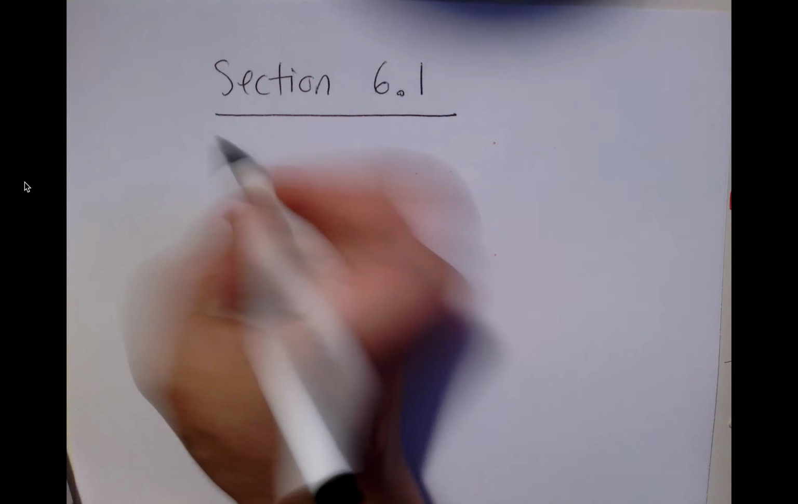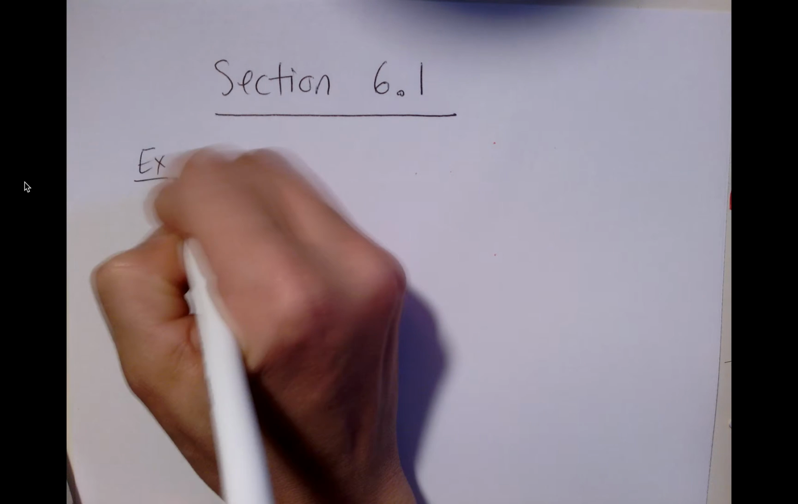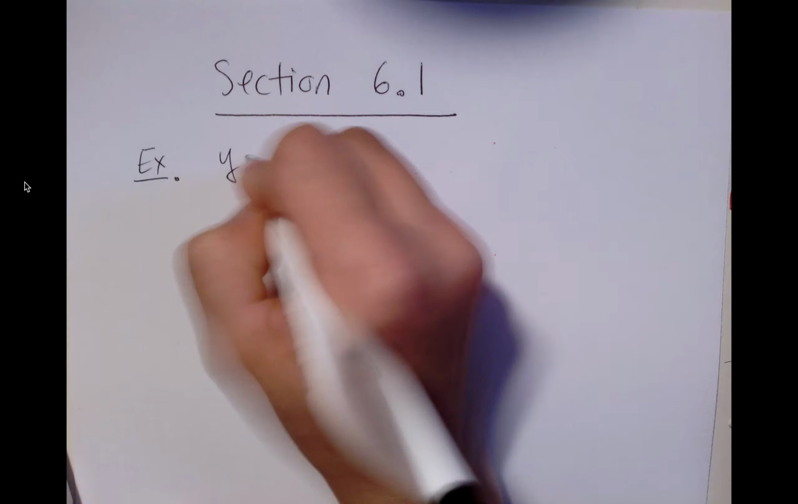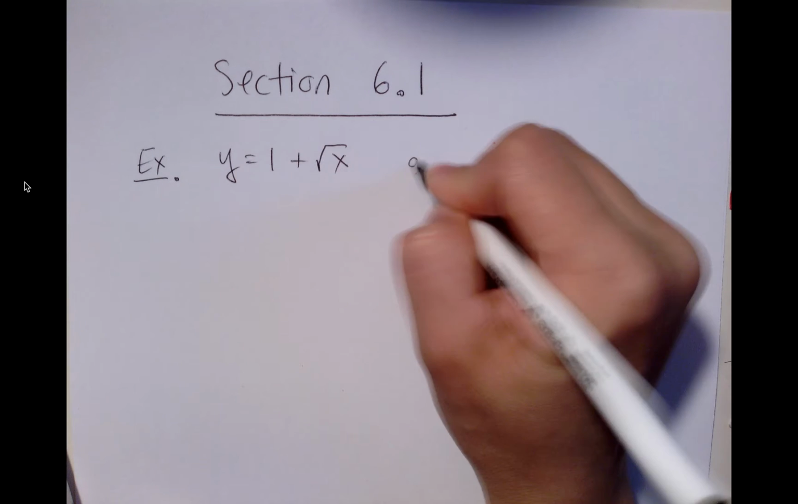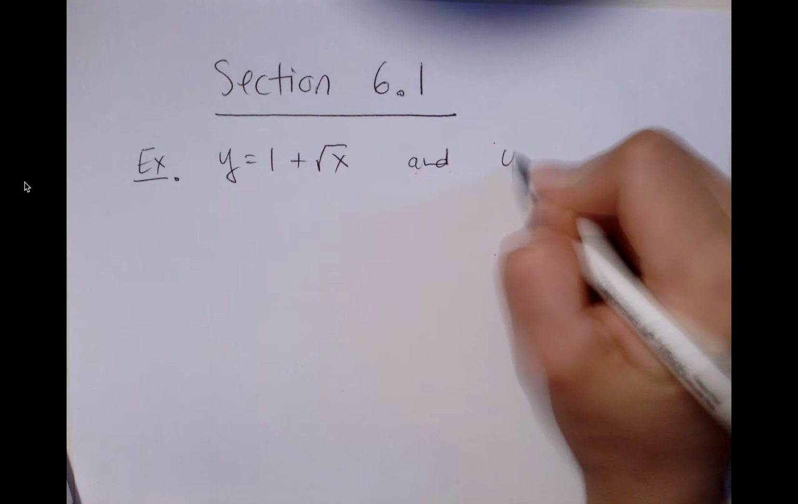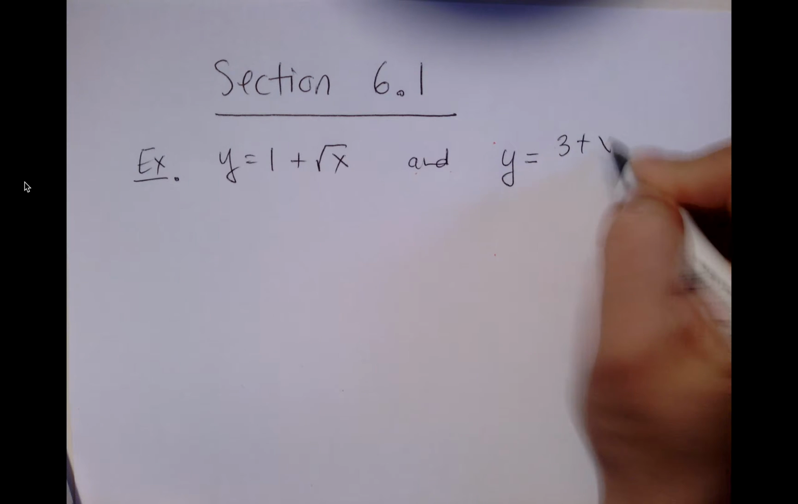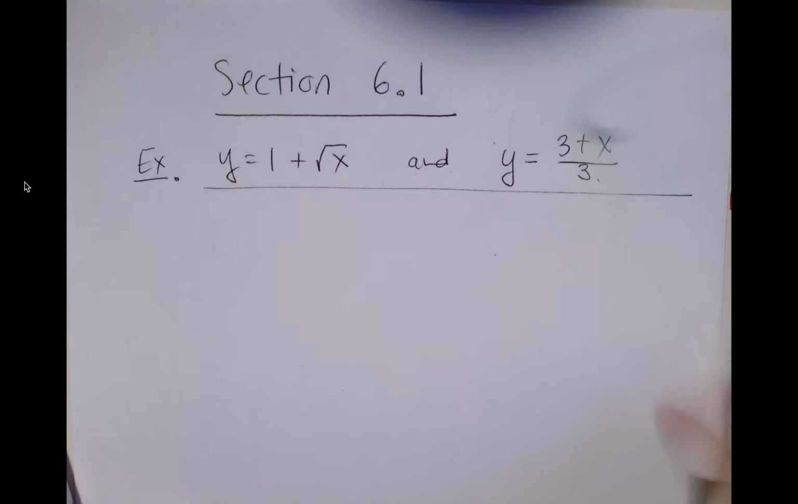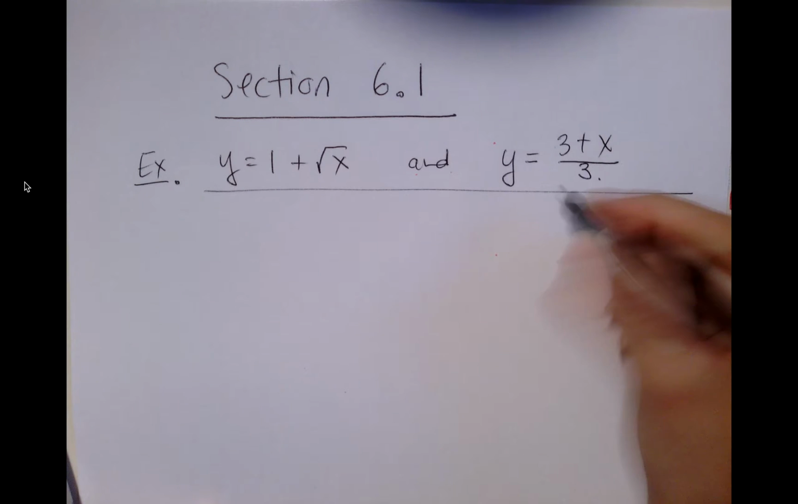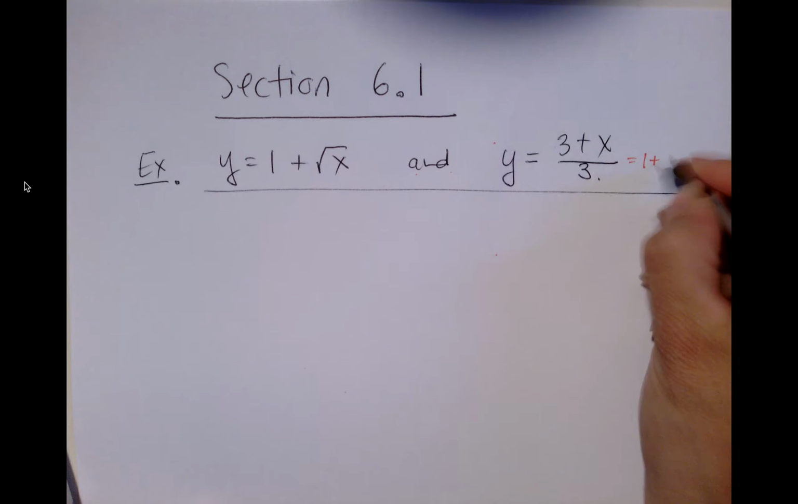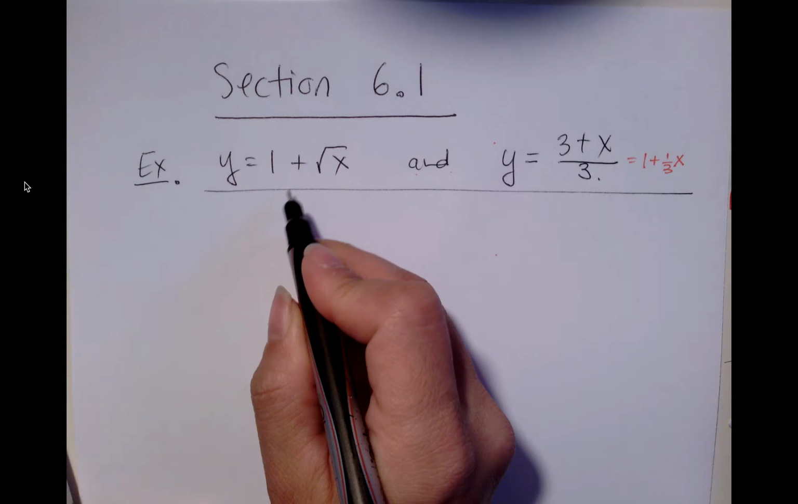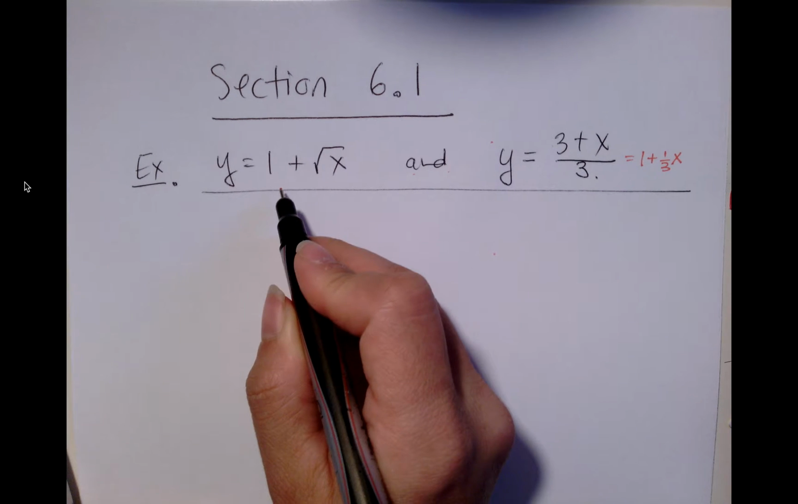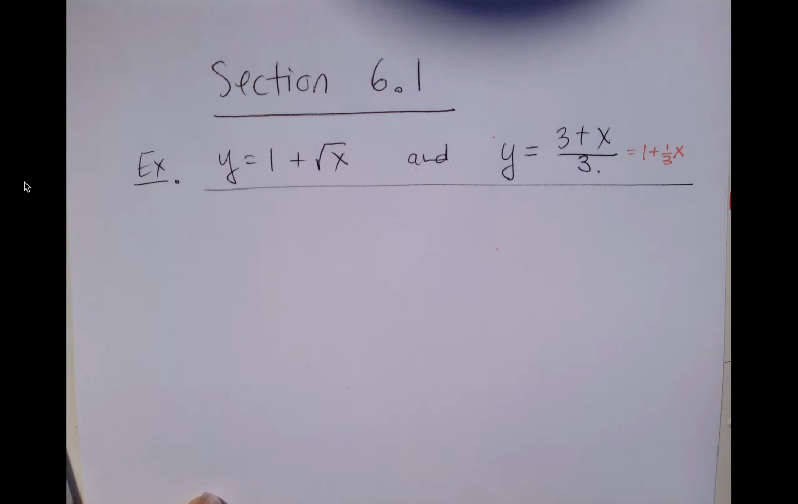So the first example I'm going to do is I'm going to look for the area between y equals 1 plus root x and y equals 3 plus x over 3. The first thing to notice is that this is just a transformation of the square root function. And this is just a line, right? This is just the line 1 plus 1/3 x. And so I want to sketch the graphs really quickly.